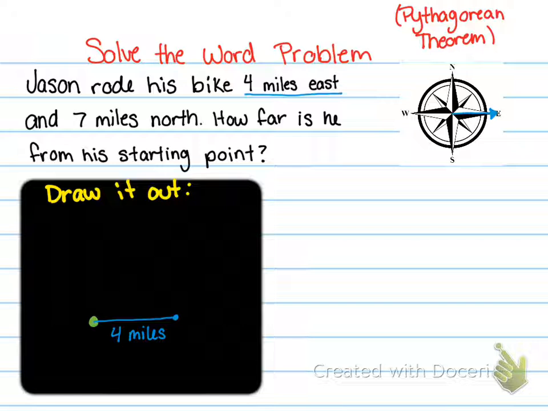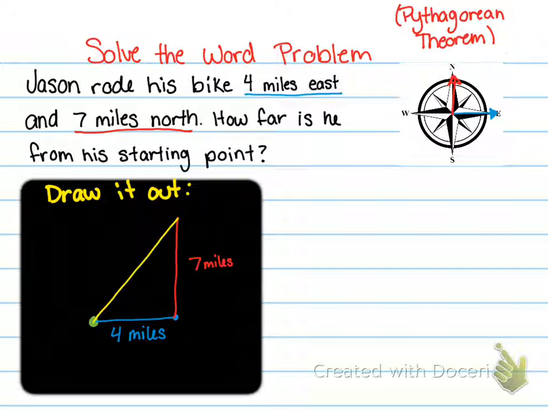Now once he got done with exactly 4 miles, he then went 7 miles north. If you notice back on that compass, north is directly up. So we're going to draw a line straight up and label it 7 miles. The question we're being asked is, how far is he from his starting point? Not how many miles did he travel in total. So that would create a right triangle. That is why we're going to be using Pythagorean Theorem for this example, to solve how far he is from his starting point.